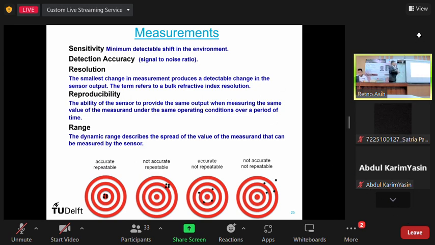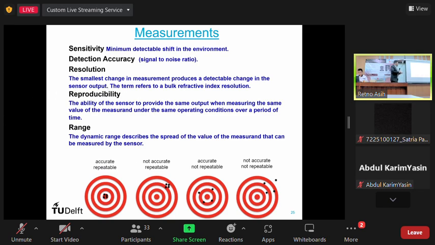It has to be reproducible. If you continue doing measurements using one sensor in a control condition, you should be able to get the same result no matter how many times you do it. Of course, there are variables that in some cases you may not control, but ideally you should be able to reproduce it. And there's a range. What's the range of the application for each sensor and each data? So those are all important parameters.